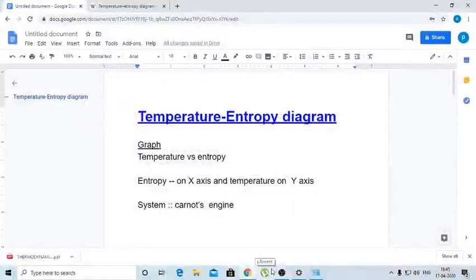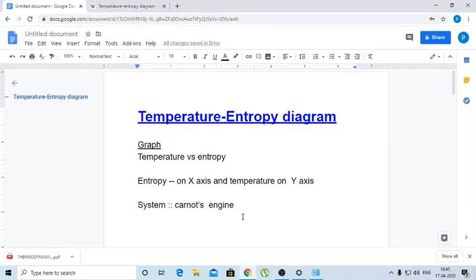Today, we are going to discuss the temperature and entropy diagram of a thermodynamic system. We are all very familiar with a thermodynamic system and its process. The best example for a thermodynamic system is the Carnot engine.